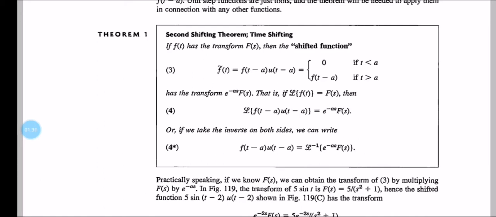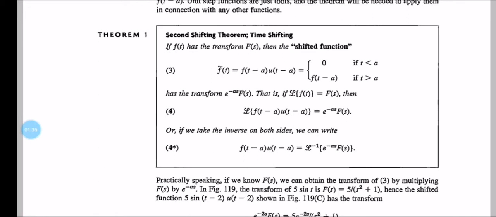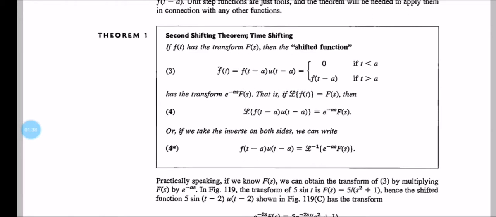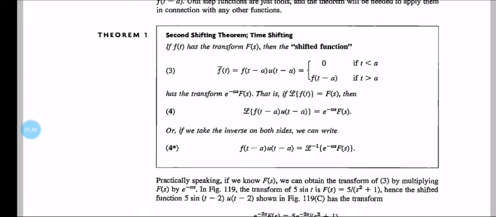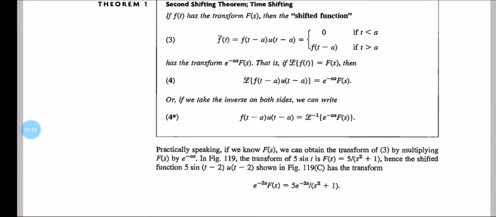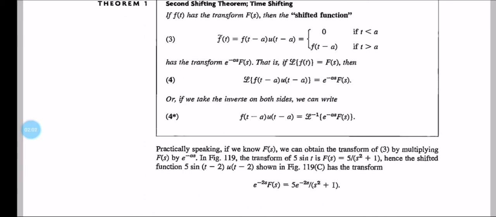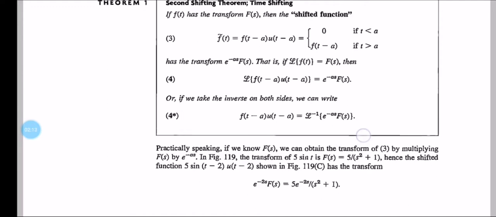Then the shifted function f of t minus a times u of t minus a has a Laplace transform of the form e to the power minus a s times F of s, where L of f of t equals F of s. F of s is the Laplace transform of f of t. So we can write L of f of t minus a u of t minus a equal to e to the power minus a s F of s. If we take the inverse of both sides, then f of t minus a u of t minus a can be written as L inverse of e to the power minus a s F of s.